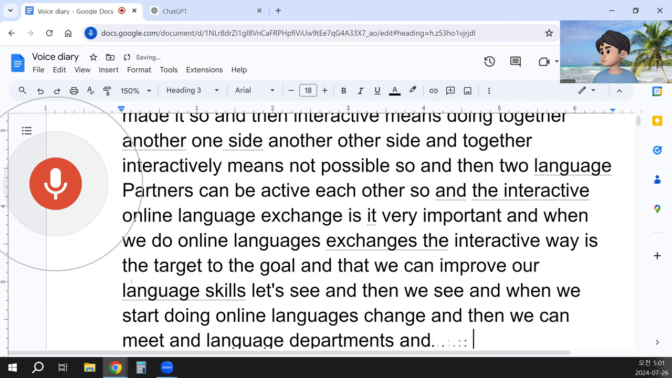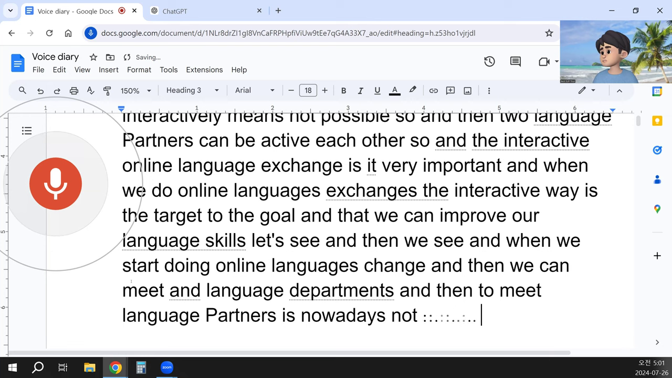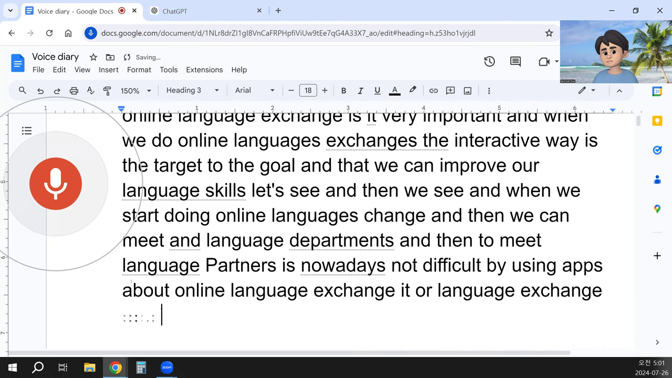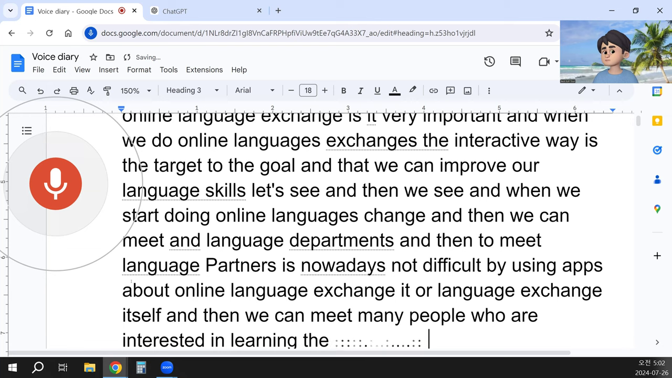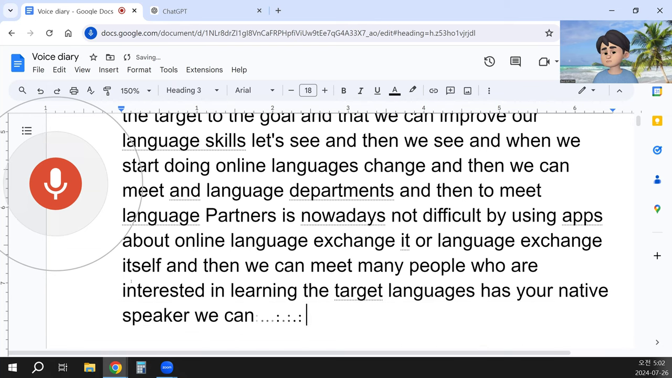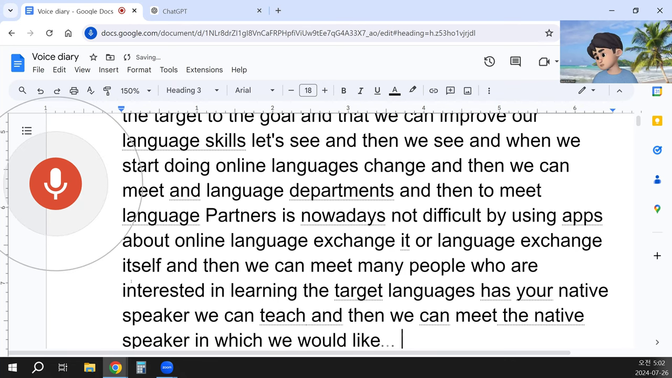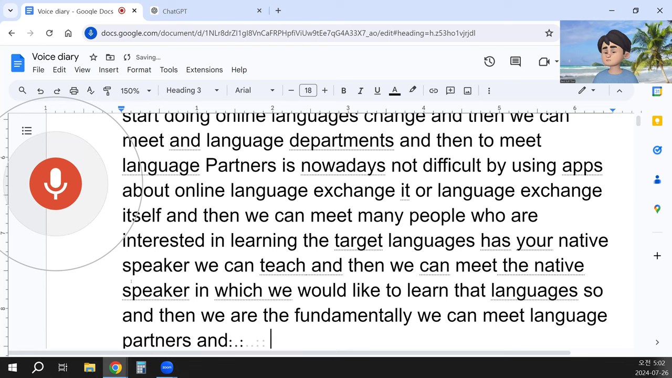And meeting language partners is nowadays not difficult by using apps for online language exchange. We can meet many people who are interested in learning the target languages. As a native speaker, we can teach, and we can also meet the native speakers of the languages we would like to learn. Fundamentally, we can meet language partners to learn foreign languages, target languages.